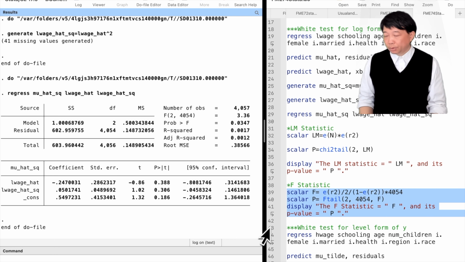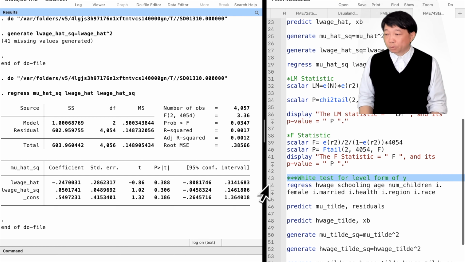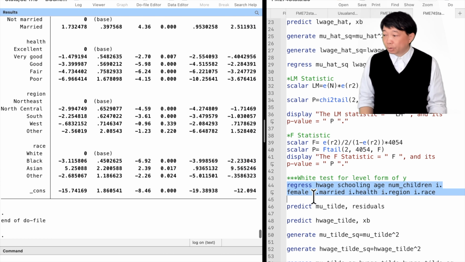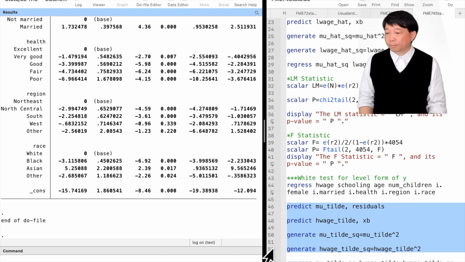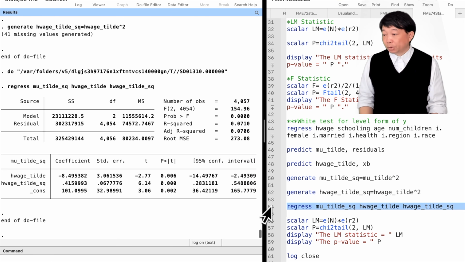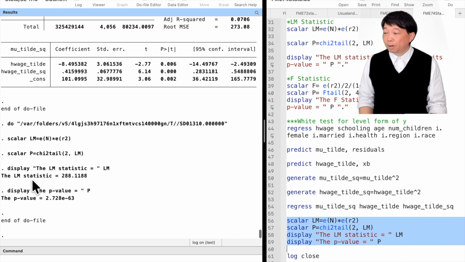For the model using the level form of hourly wage as the outcome variable, the White test reaches the same conclusion as the BP test. The LM statistic is large and its p-value is close to 0. It is strong evidence of heteroskedasticity.